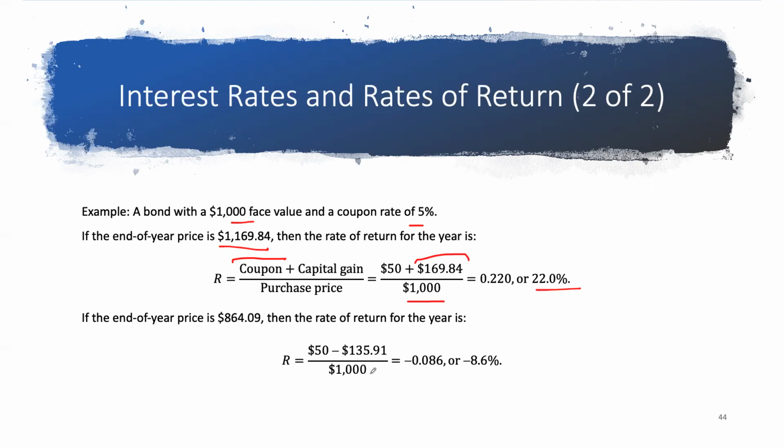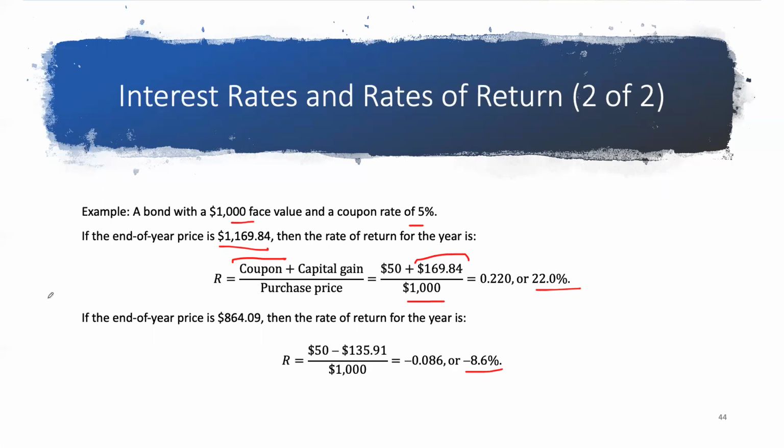On a $1,000 bond that you paid $1,000 for, you earned a $50 coupon payment. The interest payment came through, no problem. But the value of the bond went down by $135.91. So now the total return on this bond is negative 8.6%. Some of the decline in the bond's price is offset by the fact that you received a coupon payment, but it's still negative 8.6%.